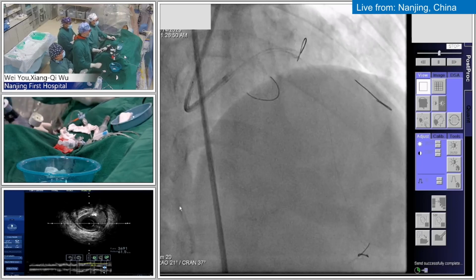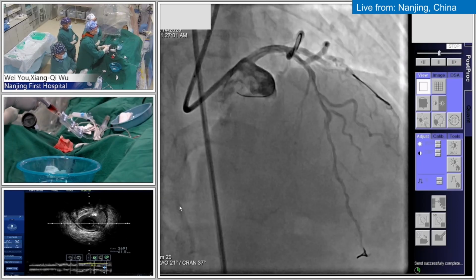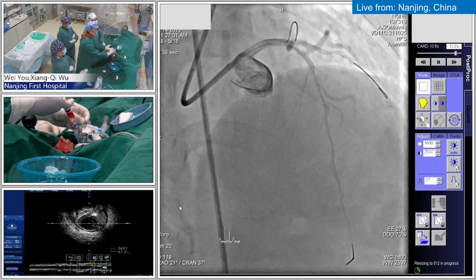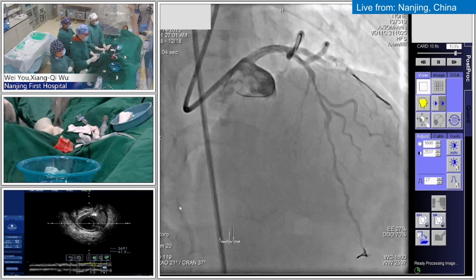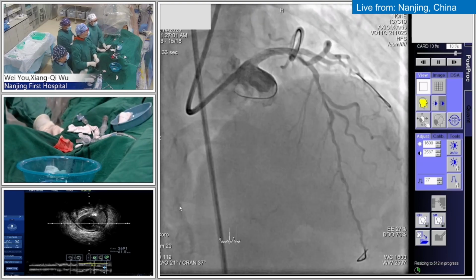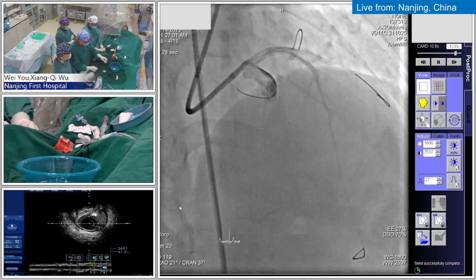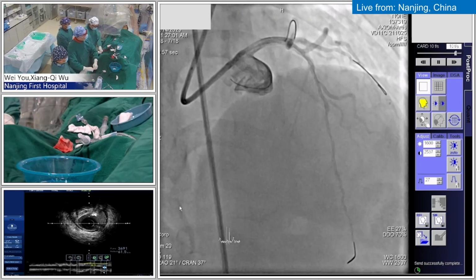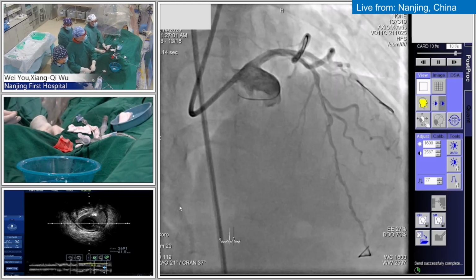Okay. Let's take a picture to check the flow. Okay. Go. Seems good. Right. Okay. Everything looks quite all right here. Maybe I need a little more nitro, I think, for spasm in the mid portion. Yeah. But before that, I just want to use the 4.0 balloon to post-dilate the left main segment. Then. Yeah. Okay. Give me a 4.0.